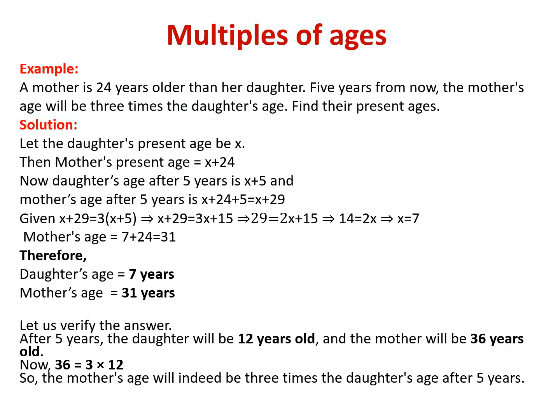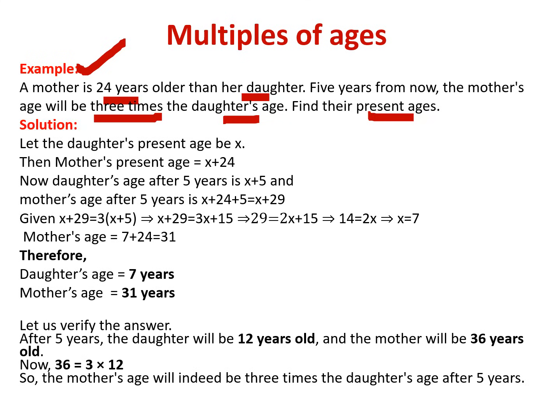Now, let us consider an example involving a relationship between present and future ages. A mother is 24 years older than her daughter. 5 years from now, the mother's age will be 3 times the daughter's age. We have to find their present ages. Let us solve this example step by step.